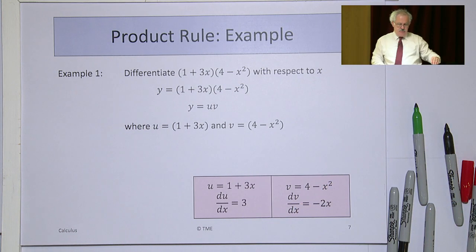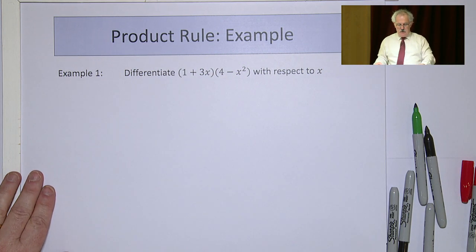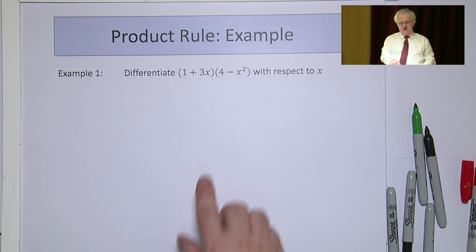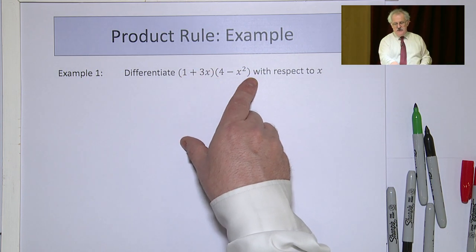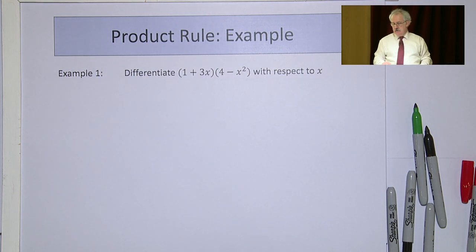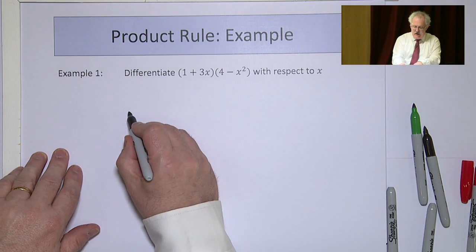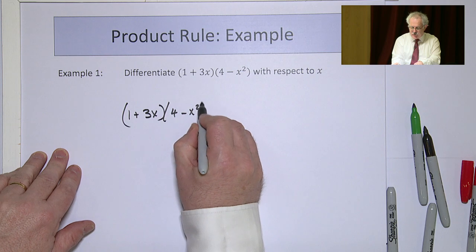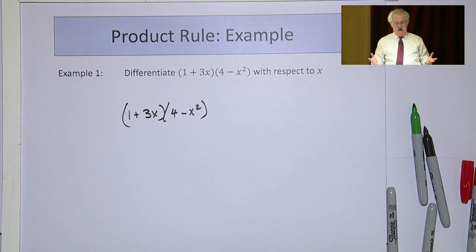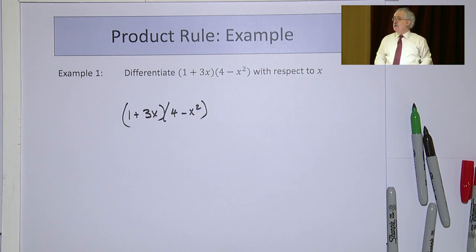Product rule. In this situation, you've got to differentiate this expression, but there's two parts in it, there's two brackets in it. Something by something else. Now there are many ways to solve this. You could say 1 plus 3x times 4 minus x squared. And you can say, I don't know how to do this, I've forgotten the product rule, I'm just going to multiply the thing out. Is that okay?